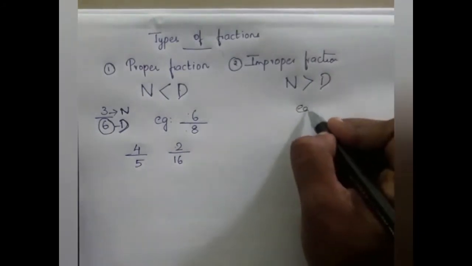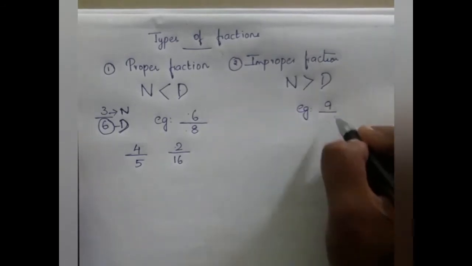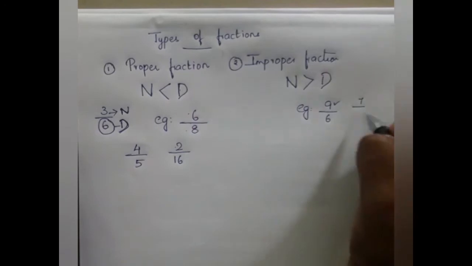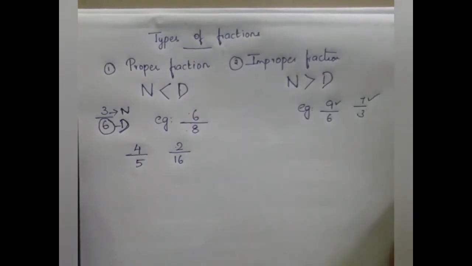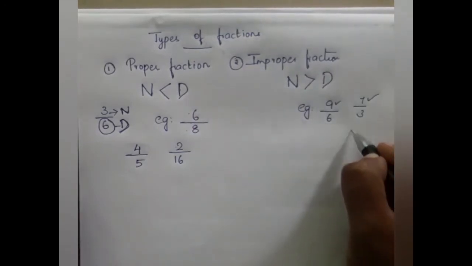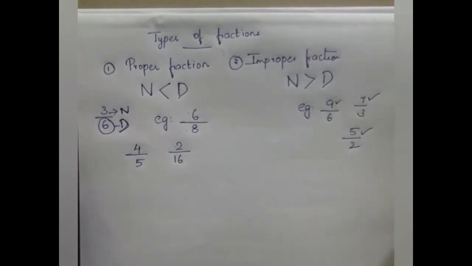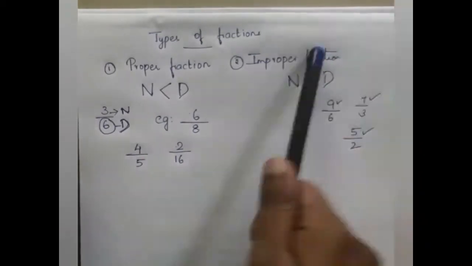For example, I will show you numerator greater. 9/6. When you look, the numerator is the greater. 7/3. Numerator is the greater. Okay. 5/2. Numerator is the greater. So this is proper fraction and improper fraction.